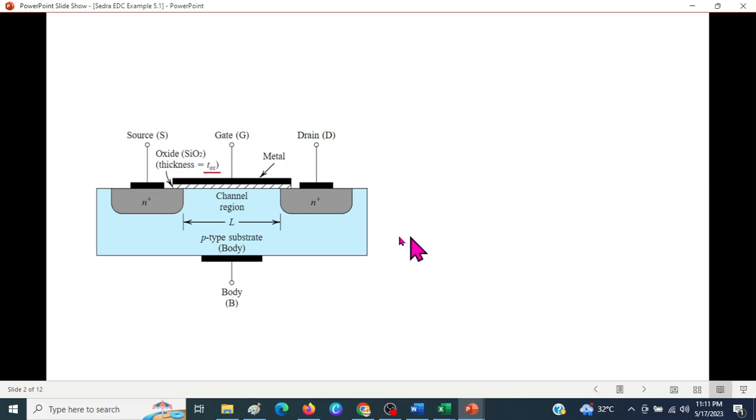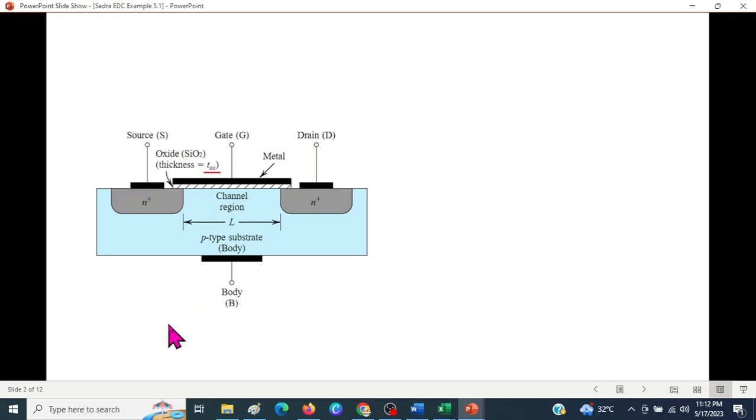So let's just recall the structure of a MOSFET transistor. This is the base or the substrate, it is called. The black ones are the metals, and there is a filling of silicon dioxide here. And the thickness of this is called TOX. So this we'll be using in solving the problems.